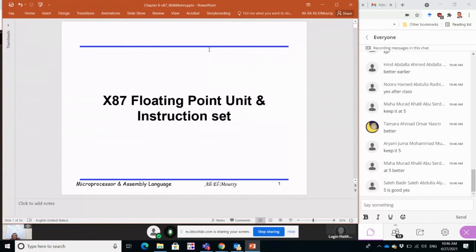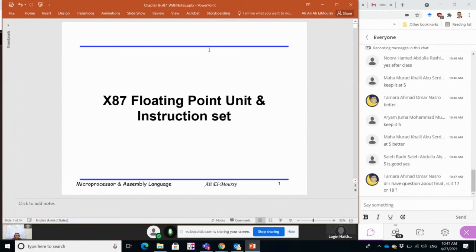So this set of slides for floating point is not included in the quiz. The quiz involves all the previous sets of slides: the floating point representation, the floating point arithmetic, and the floating point range of values only. The X87 slides are only included in the final exam, not in the upcoming quiz.